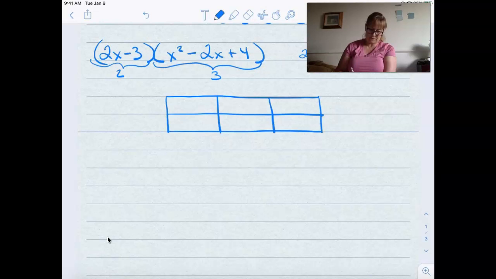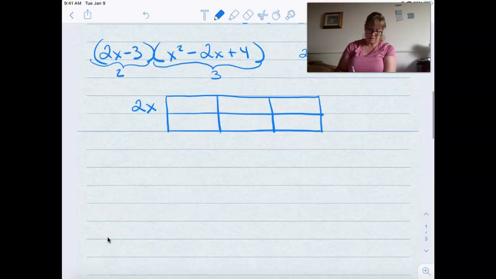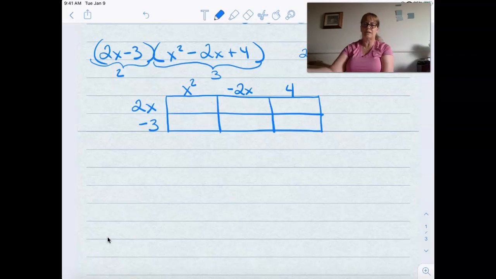So again, we take our first term here, 2x, our second term below it as a negative 3, and then going across the top, we've got x squared, we've got a negative 2x, and we've got a 4. Multiply each one individually. So we've got 2x times x squared is going to be 2x cubed. We've got 2x times negative 2x is a negative 4x squared there in that box. I almost missed it. Then in this last box, we've got 8x.